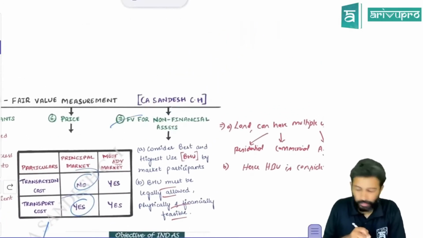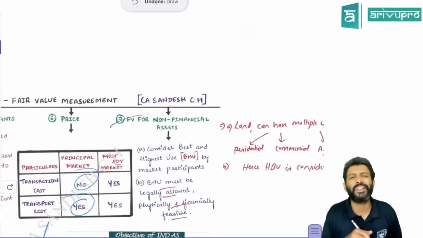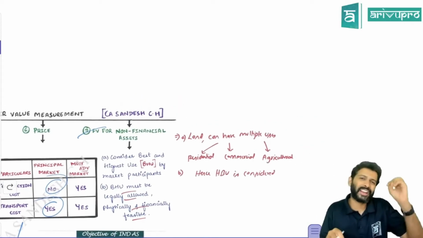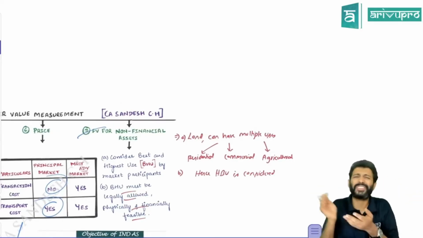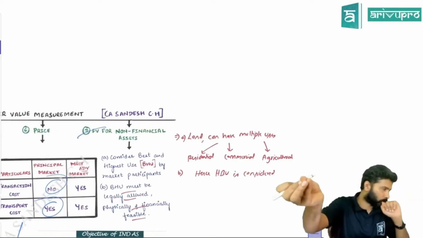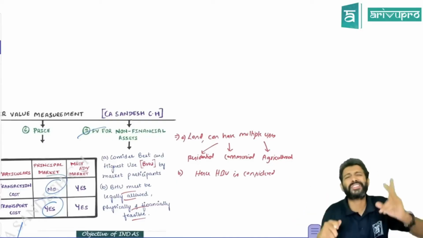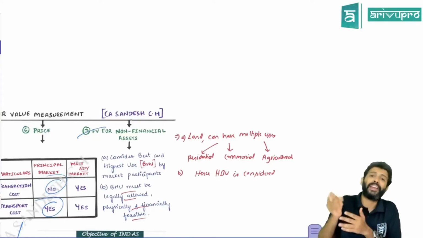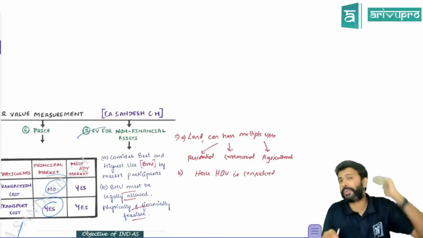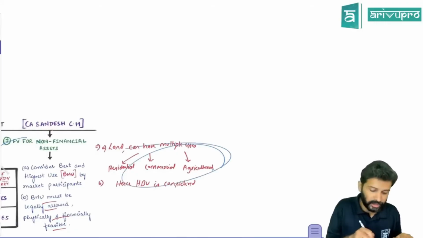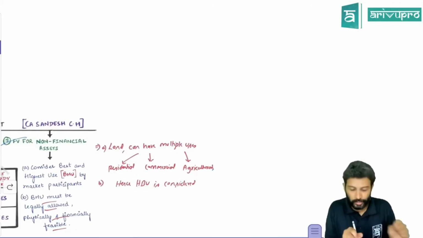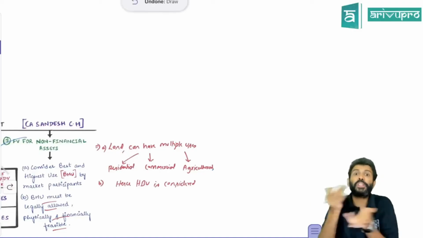Next is fair value of non-financial assets. Non-financial assets means your land and all that stuff. When you have land, building and so on, they have multiple uses. Financial assets like debt or cash don't have many uses. But assets like land and buildings have multiple uses. Like land, you can use it for residential, commercial or agricultural purposes. That means which purpose should be used, because for each purpose the value is different. So which purpose should be used?